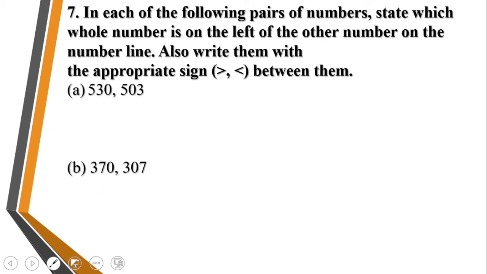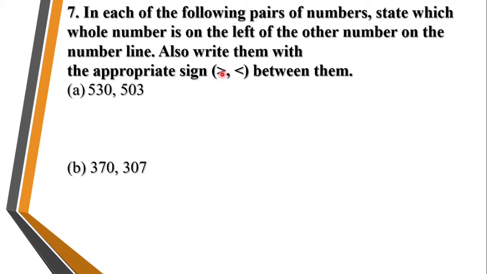Seventh main is, in each of the following pairs of numbers, state which whole number is on the left of the other number on the number line. Also write them with the appropriate sign between them. Now here we have two numbers given and we should find which number is on the left on the number line. And we should also put the appropriate sign. We should put the greater sign or lesser sign.